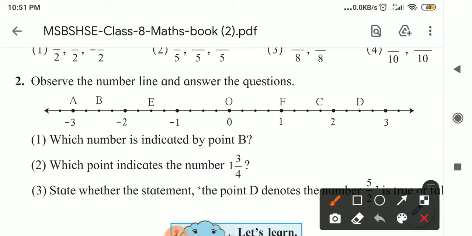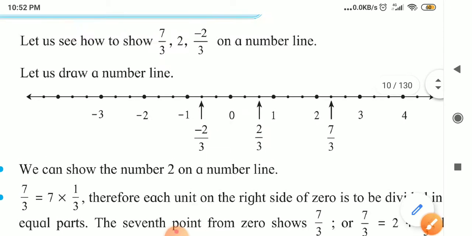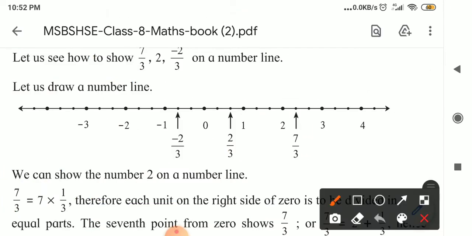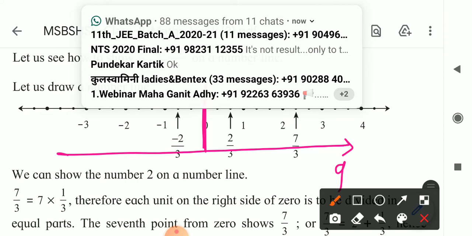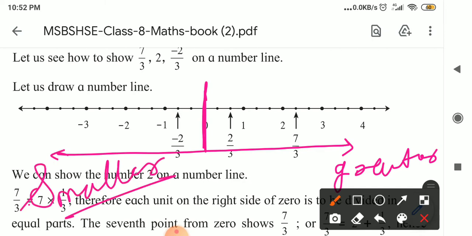In this question, let's refer to this number line. So 0 is here. As you move towards the right side, the numbers are becoming greater, and as you move towards the left side, the numbers are smaller, okay. So just compare 2 and 4. You know which number is smaller. 2 is smaller than 4.